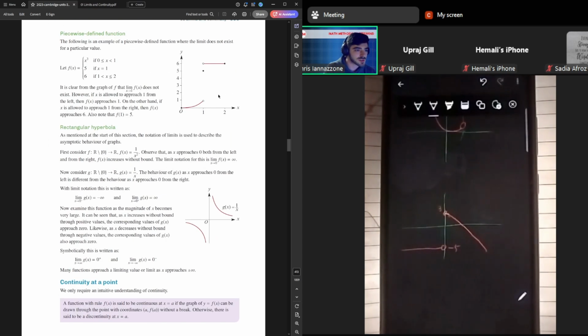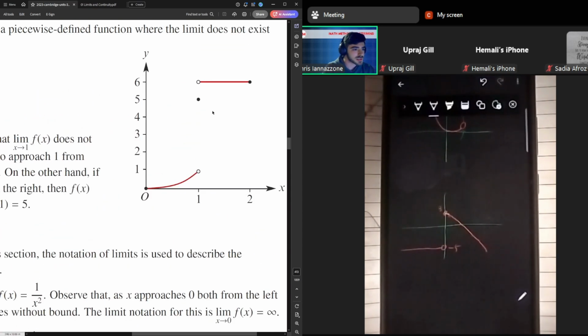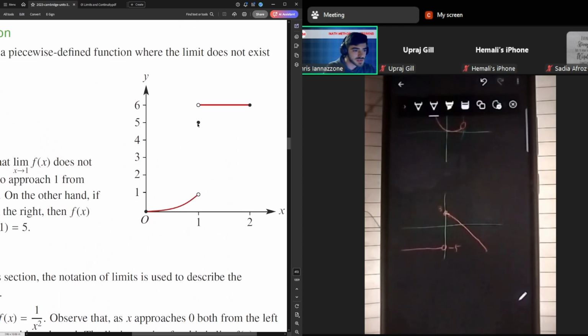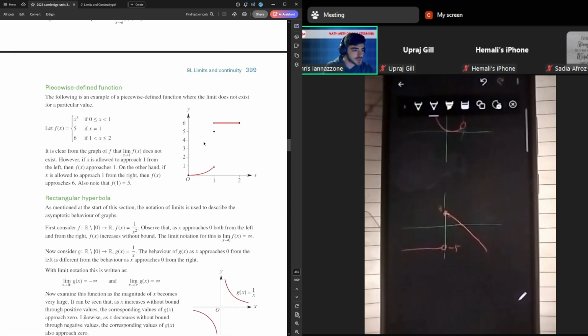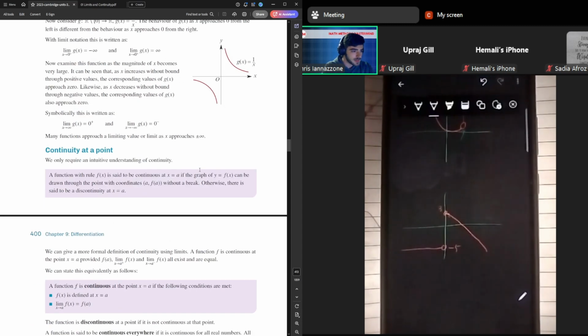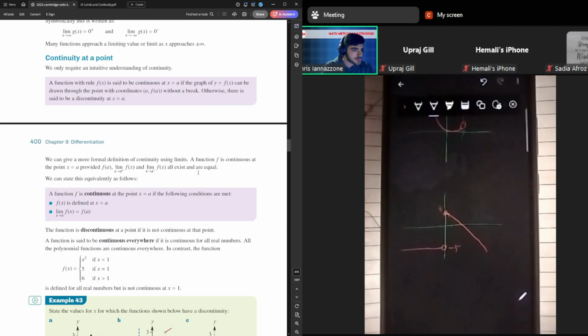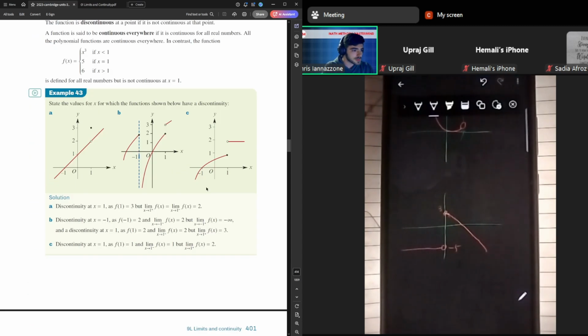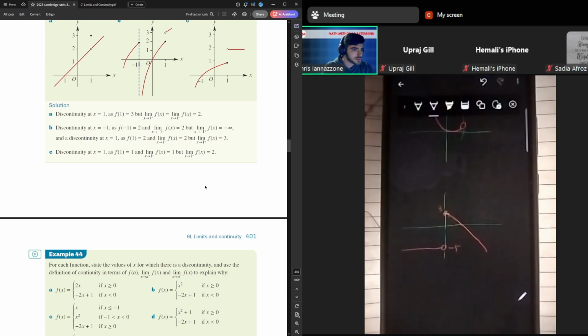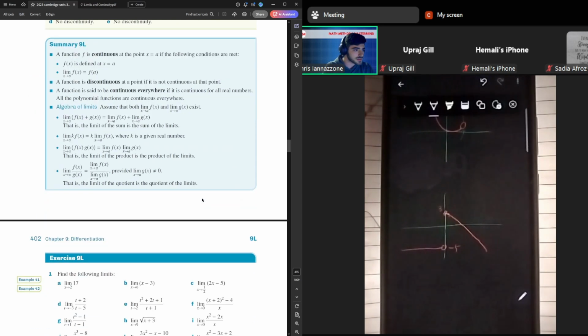Yeah, here's some more examples of piecewise functions. You can see it's defined at x equals 1 because there's a point hanging here, but like a limit, right? So the limit coming from the left is at y equals 1, the limit from the right is y equals 6, and the actual value is y equals 5. So it's not continuous. Yeah, just all sorts of graphs like that.